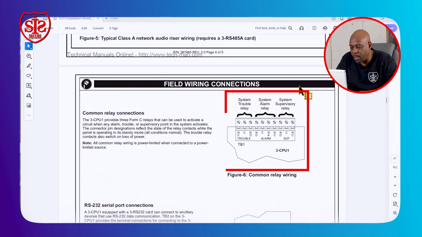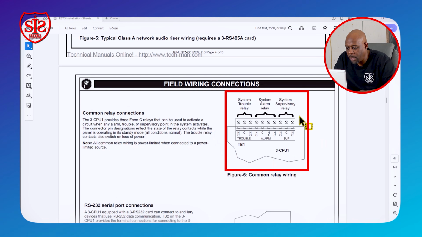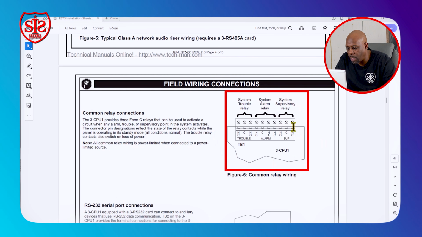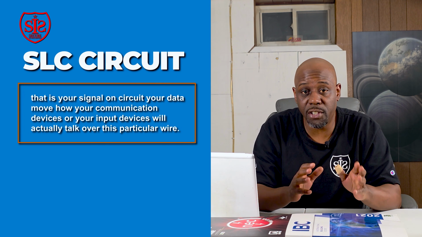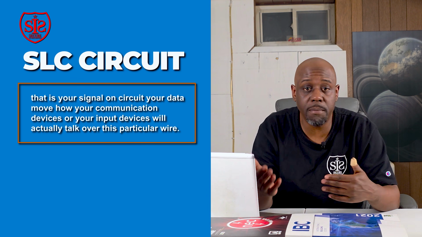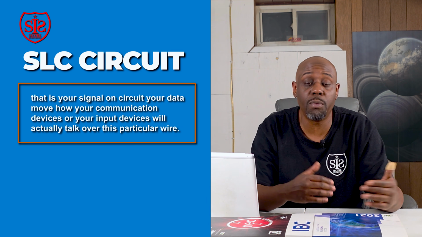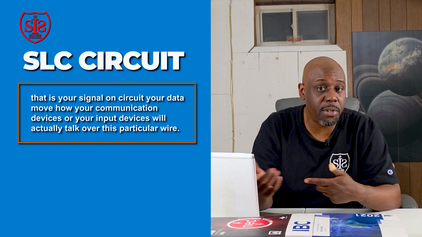Up top of the 3 CPU, you have 3 onboard relays. Any supervisory in the system, this relay will activate, same as the alarm and same as the trouble. So that will be an overall explanation of what an SLC circuit is, and that is your signal line circuit, your data loop, how your communicating devices or your input devices will actually talk over this particular wire.